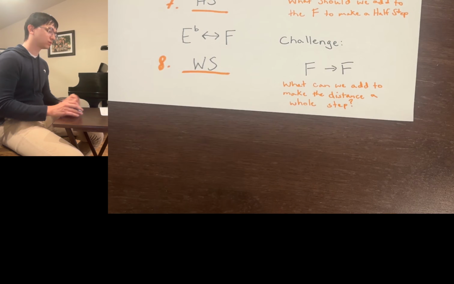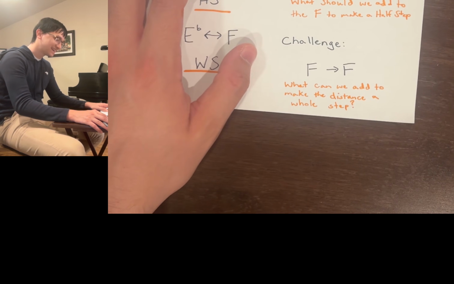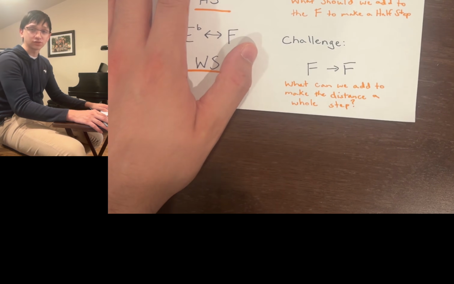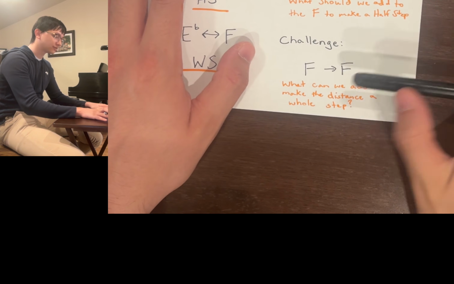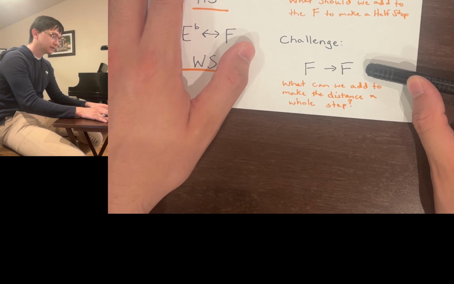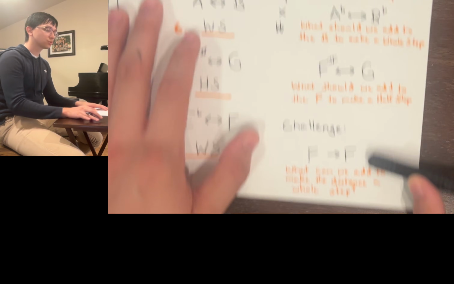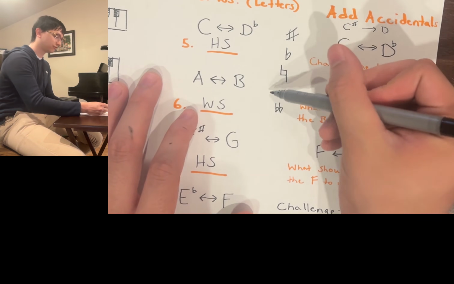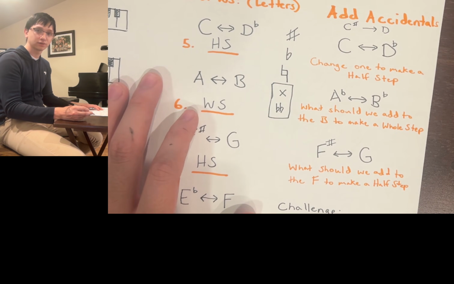Now in this last one, we have a little bit of a challenge, which is specifically, we have an F and an F, okay? And it says, what can we add to make the distance a whole step? Now this is quite tricky. The reason why is because, of course, if we had F and then F, if I add a sharp to the F, it would only be a half step. And so this is where we have to use, again, one of these guys, either our double sharp or our double flat, because those will send us automatically up a whole step.